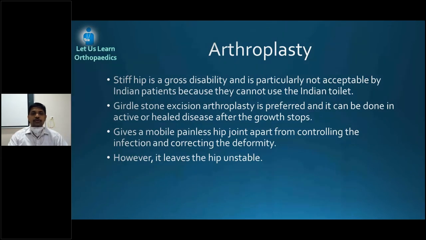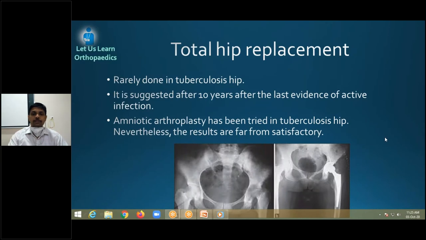So total hip replacement has become the treatment of choice nowadays, but before it was rarely done. Previously, you had to wait 10 years for the active infection to subside before you could replace the femoral head and the acetabulum, but there is nothing like that nowadays. For 6 to 8 weeks you can put the patient on ATT, and when the blood parameters are coming down and the x-rays or MRI show inactive disease or less disease activity, you can go straight ahead with total hip replacement and continue ATT cover for 6 to 9 months.